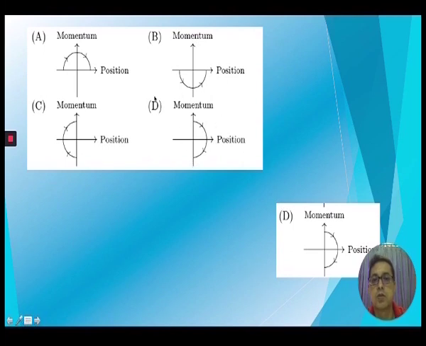If you look at the other plots, immediately you will see that they don't give you the correct trajectory. So it's a trivial problem. I think option D is correct.